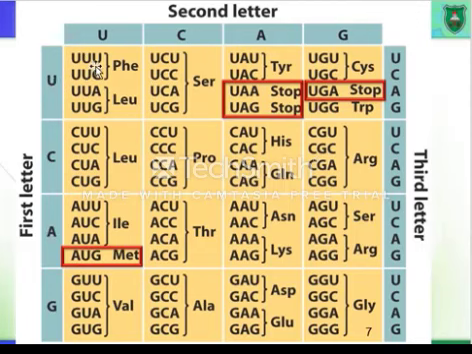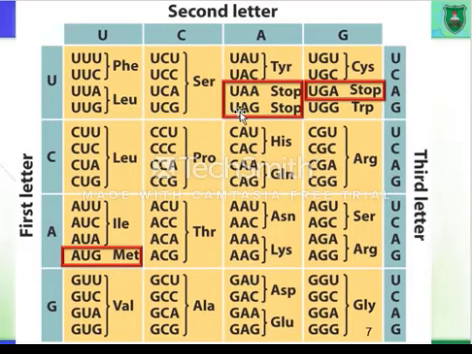The second nucleotide also has 4 different possibilities. So we have possibly U, C, A or G. And the third nucleotide also has 4 different possibilities. So 4 by 4 by 4, so 4 to the power 3, which is 64 different codons. So we have 64 possible different codons that can be formed for protein synthesis.